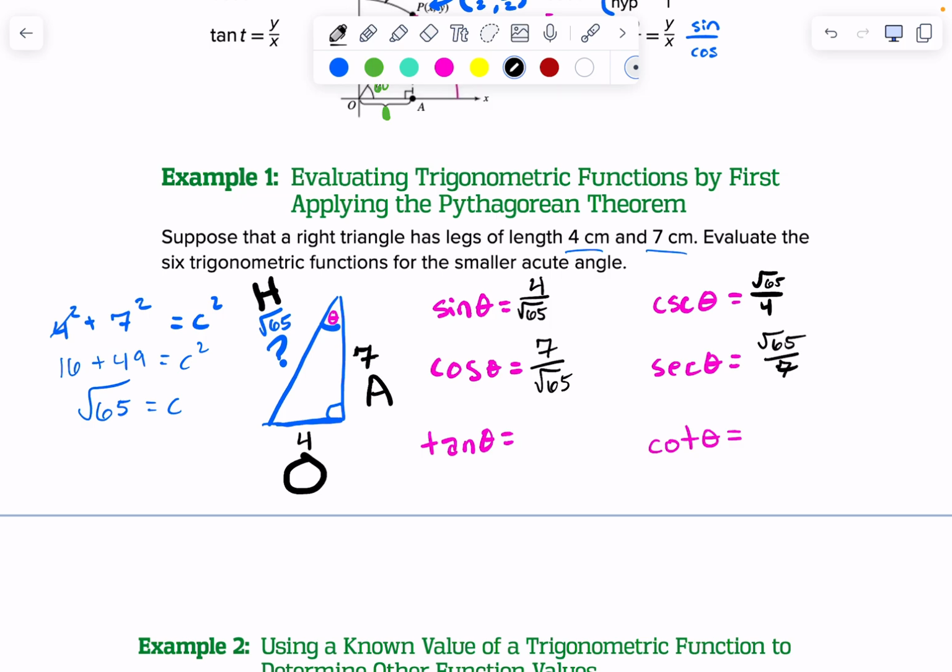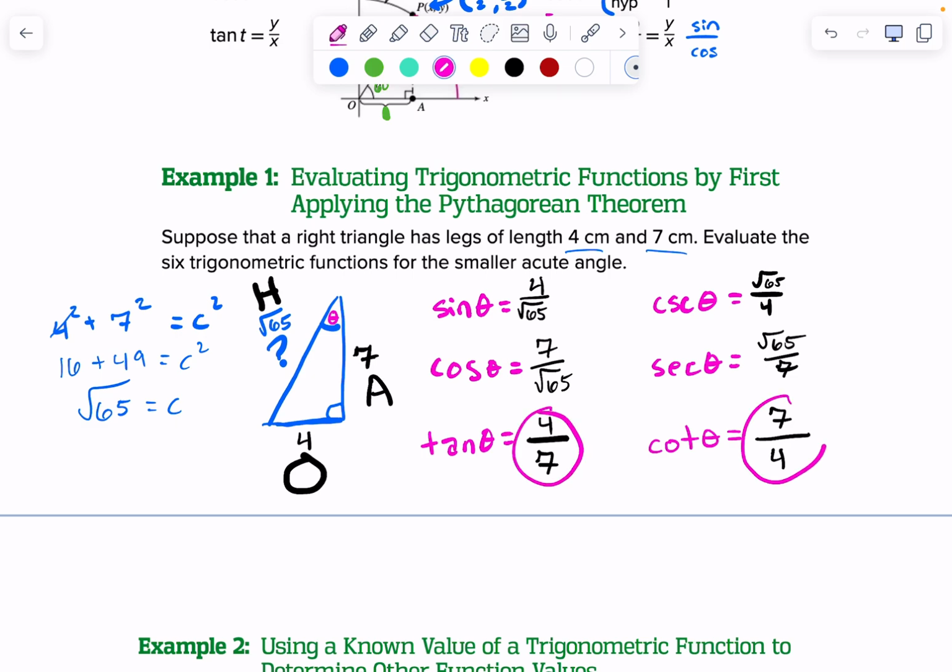Are you guys doing okay over here? Okay. Tangent is O over A: 4 over 7. Cotangent is 7 over 4. Cool. The only ones that are safe, well, there are a lot of them that are safe.